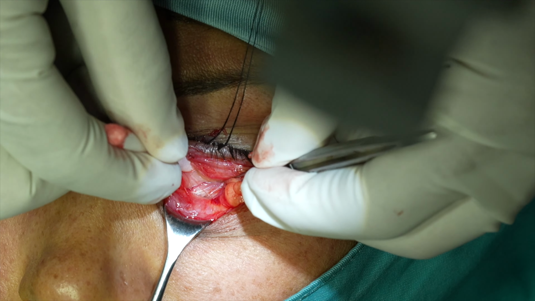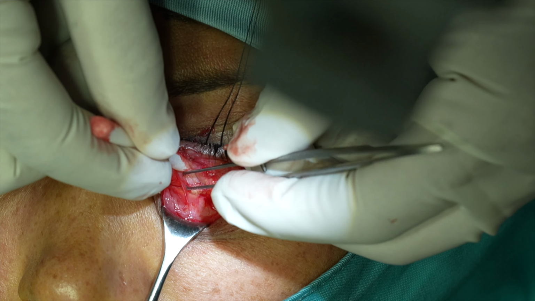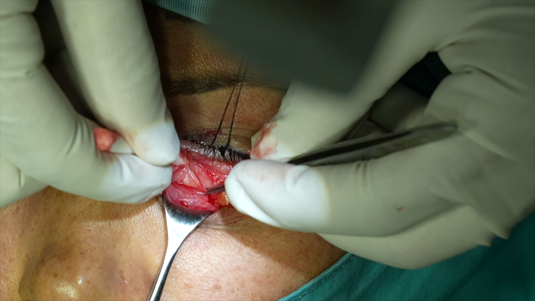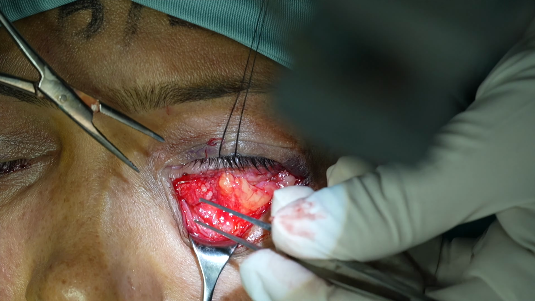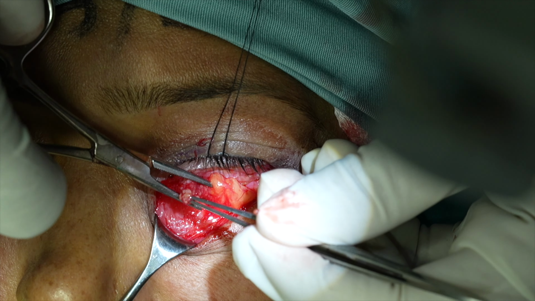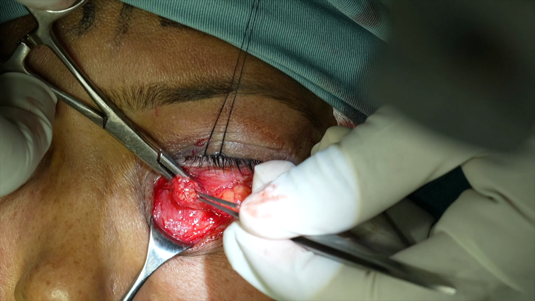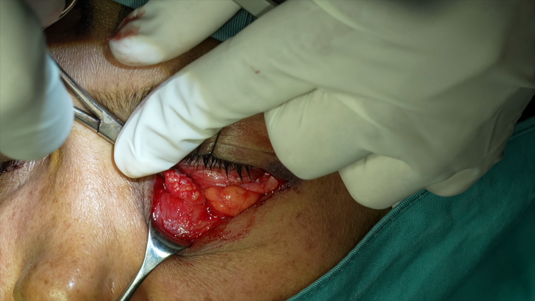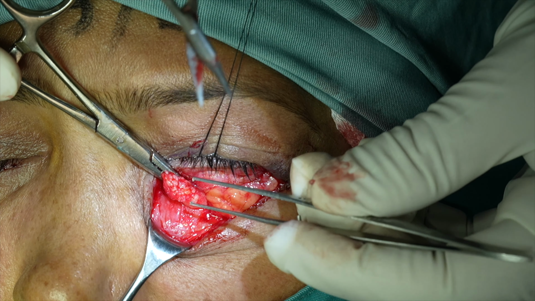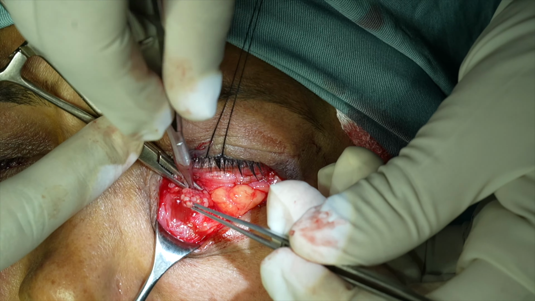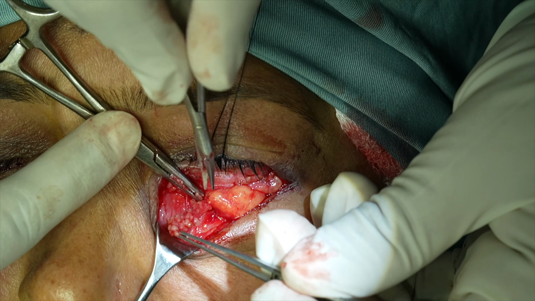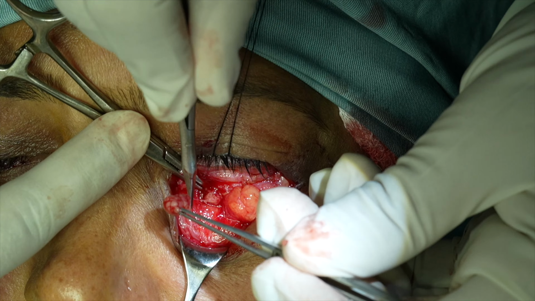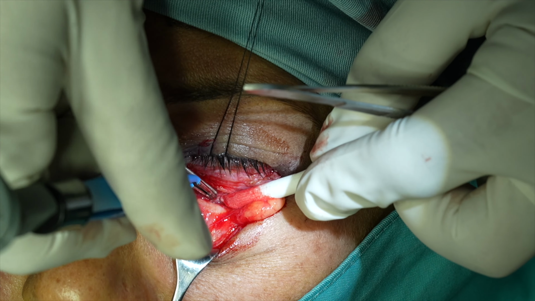Care is taken to preserve the inferior oblique muscle between the medial and the central fat pads. The fat pads, medial, central, and lateral, are carefully evaluated. The medial, middle, and the lateral fat pads are addressed in the same controlled manner.